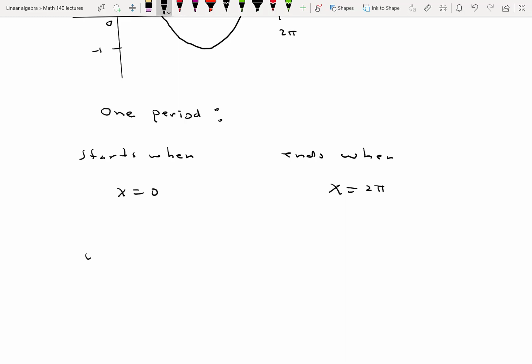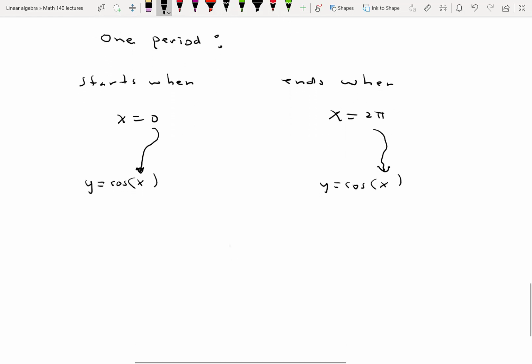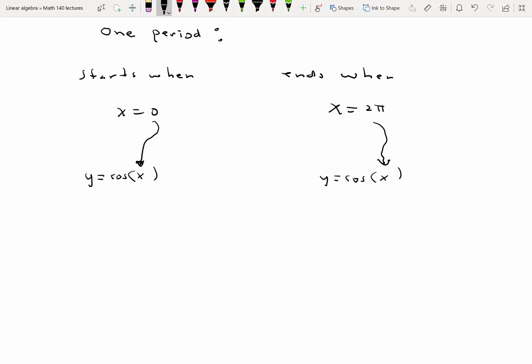Okay, so one period starts when I place x equals 0 into the angle. One period ends when I place 2 pi into the angle of the function. Okay, so our function now doesn't have x as the angle. Now y equals cosine of x minus pi over 2.